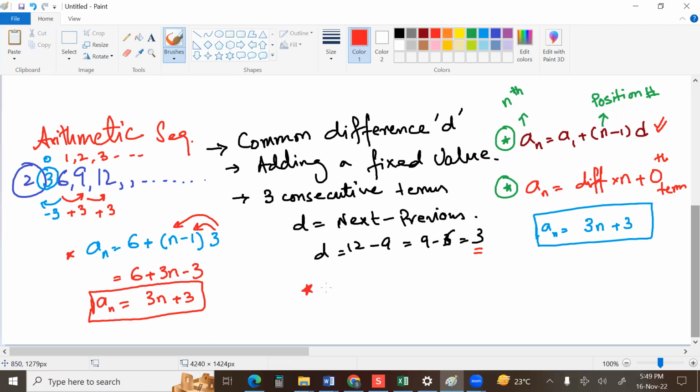Let's say you got a question. You are told that the second term is 9 and the fourth term is 15. Find the 19th term. How would you go about it? Take some time to think on it, and we will come back to this question after the other sequences.